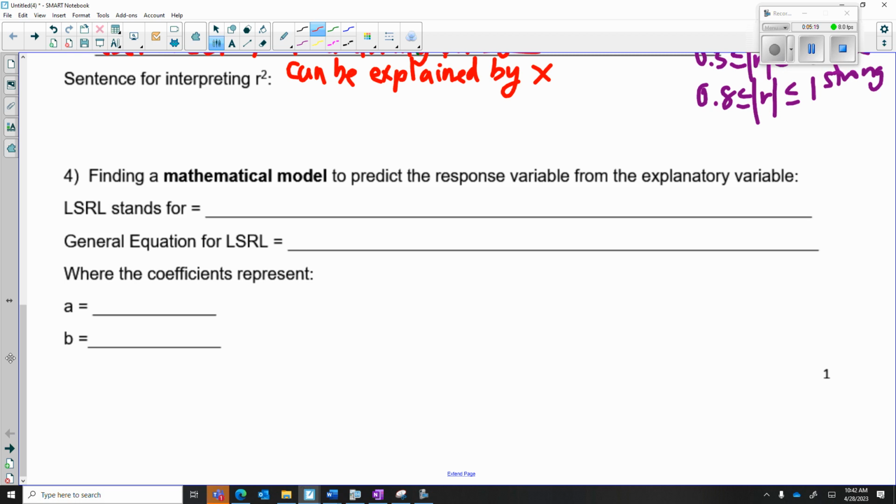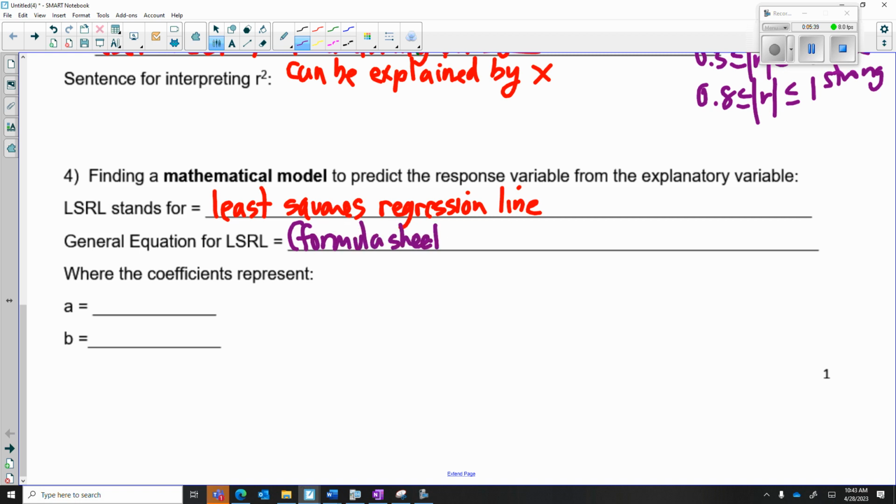LSRL stands for least squares regression line. The point of the least squares regression line is to place it in a way that it minimizes the vertical distance of all the points from the line. And the general equation of the least squares regression line is on the reference sheet.